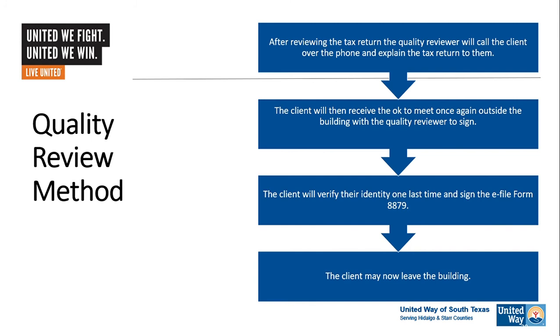After reviewing the tax return, the quality reviewer will call the client over the phone and explain the tax return. The client will receive the OK to meet again outside the building with the quality reviewer to sign. The client will verify their identity one last time and sign the e-file Form 8879. The client may now leave the building. So this is basically the drop-off method that the quality reviewer will take. Form 8879 prints out with their whole income tax packet, so that form is inside of that when it prints out through the printer.